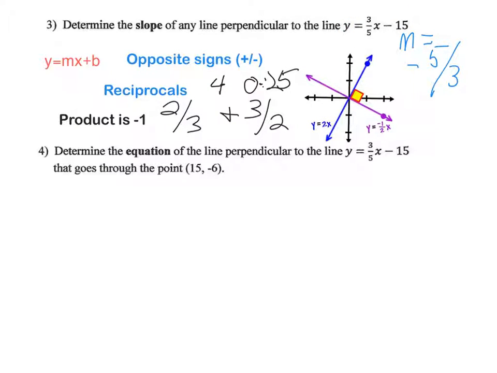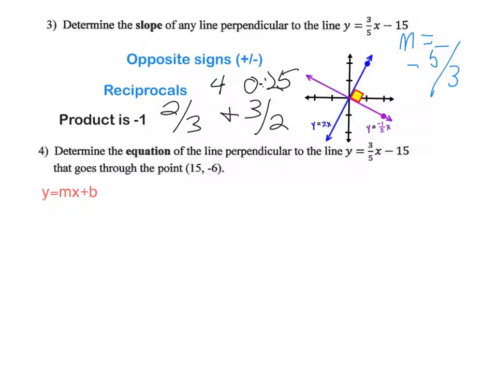All right, we're still going to use our slope from number 3 to help us answer question 4. So let's take a look at question 4. It asks us to determine the equation of the line that is perpendicular to the line y equals 3/5 x minus 15, and it goes through the point (15, -6). Again, we're going to use slope-intercept form, y equals mx plus b, where we can identify m as our slope and b as our y-intercept.